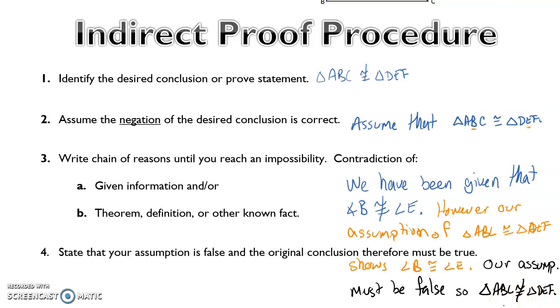So I start with the negation of the proof statement. I use logic to come to a conclusion that contradicts something we know is true. We know the givens are true. We know our definitions and theorems are true. Once I state that, I need to write a sentence stating that I have a contradiction, and then my final sentence should always be, our assumption must be false. So state your final exact proof statement.